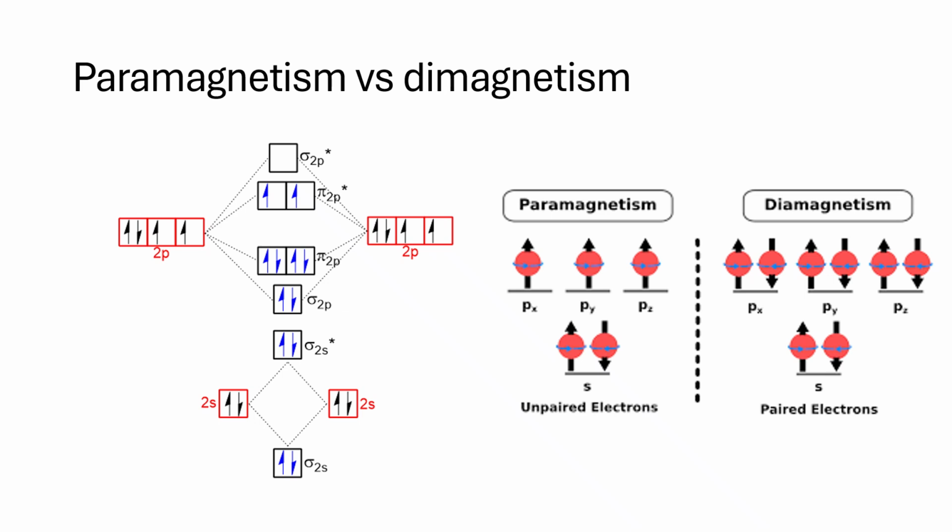Whether an atom is magnetic depends on its electrons. Unpaired electrons are paramagnetic. These atoms are attracted to magnetic fields. If all electrons are paired, the atom is diamagnetic. These atoms are repelled by magnetic fields. By simply counting unpaired electrons using Hund's rule and orbital diagrams, you can predict magnetic behavior instantly. So in this example we see here, a very common example of the molecular orbitals of oxygen, we see that there are two unpaired electrons in the pi antibonding 2p orbital, and hence oxygen is magnetic.